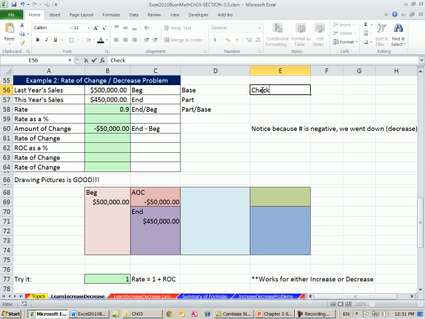Check end. So it would be equals, oh yeah, the begin times the rate. And we better get 450, right? Oh, excellent. So there's our check.